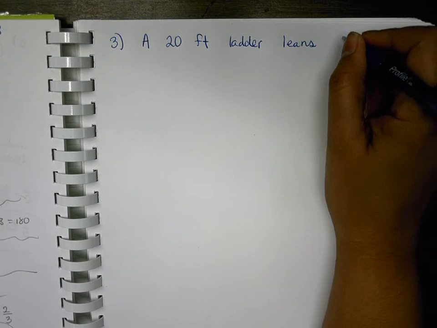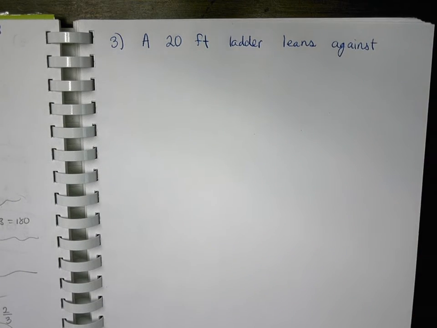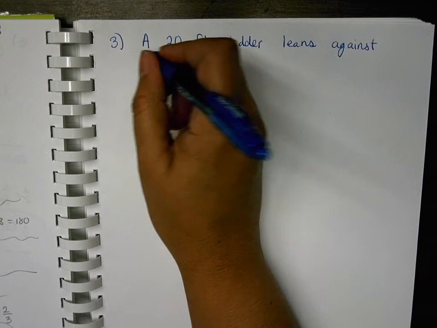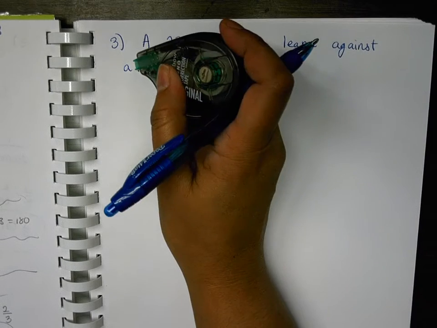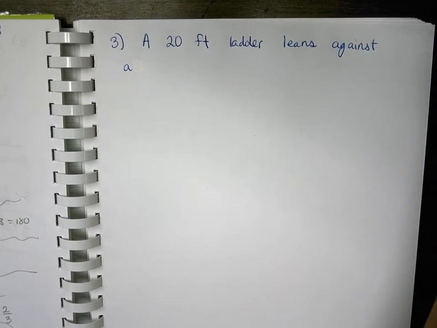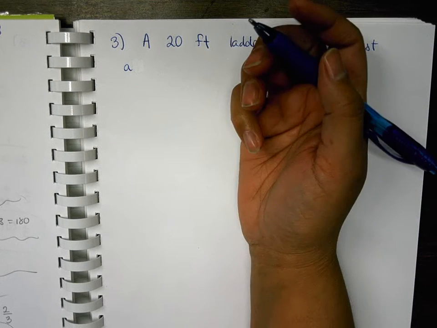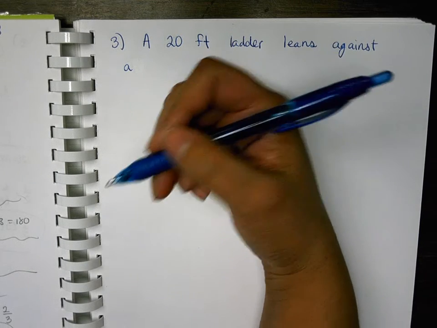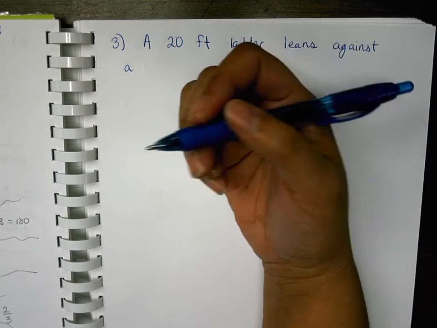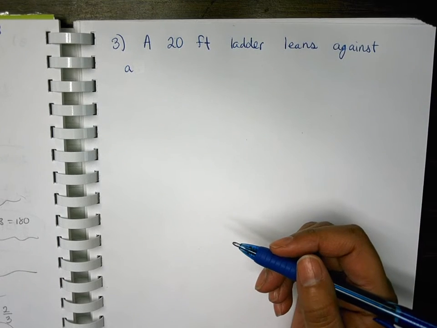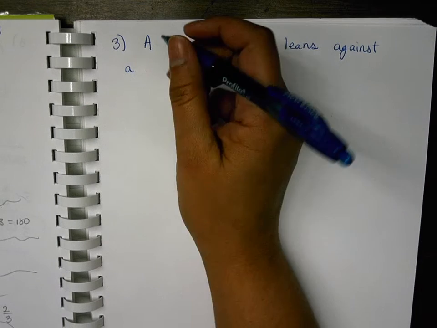A 20-foot ladder leans against a house. This is a typical trig problem. Remember those in math too? The shadow and the tree, and the person standing next to the tree has a shadow, and the flagpole. The person standing next to the tree is like 4 feet tall. So, a 20-foot ladder leans against a house.